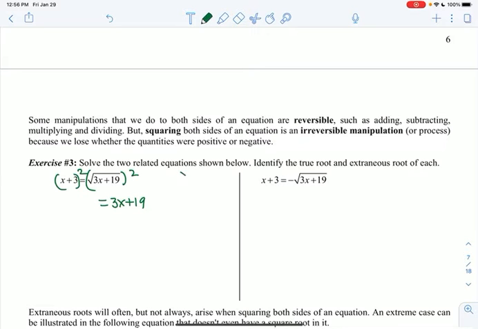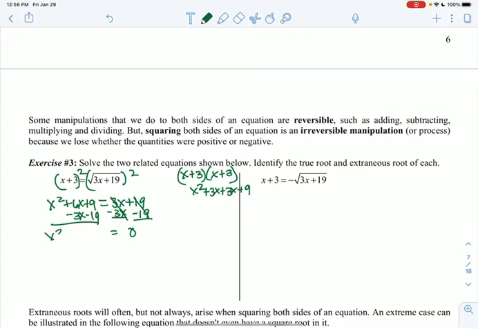All right, and if you need to see it off to the side, that gives me x squared plus 3x plus 3x plus 9. You can do that all in your head, combine that together, so it's x squared plus 6x plus 9. Everything needs to come to one side, so I'm going to subtract the 3x and subtract the 19, so everything will be on one side, and I will have x squared plus 3x minus 10. Then I have to factor.